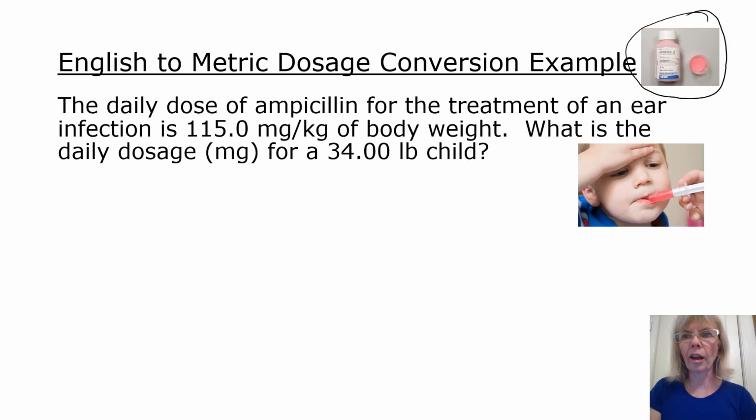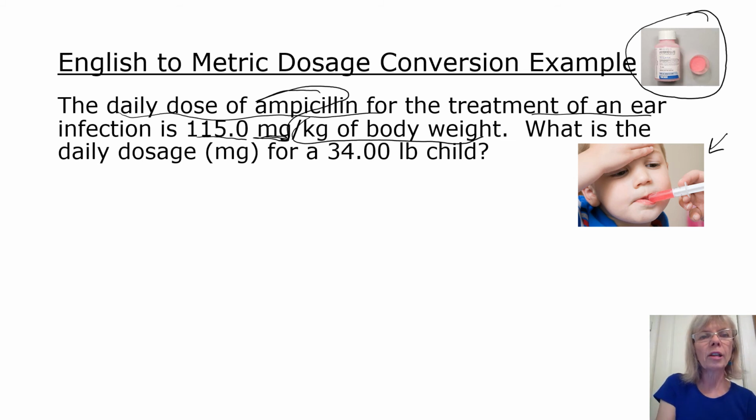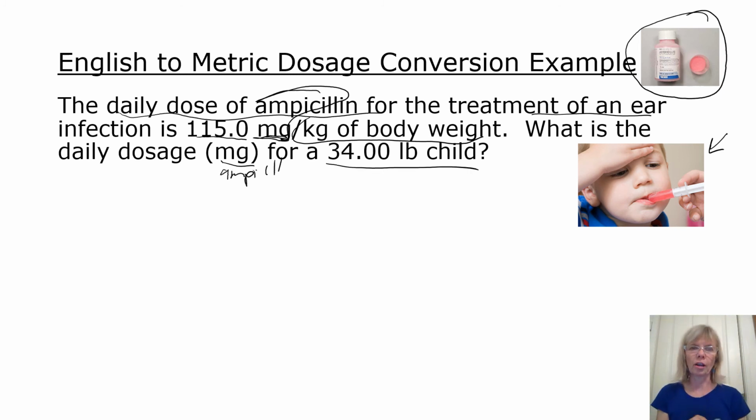Ampicillin is an antibiotic that's commonly used to treat ear infections in children. And whenever you're giving a child medication, it's always important to know how much they weigh so you give them the appropriate amount of medication. In this example, we're saying the daily dose of ampicillin for treating the ear infection is 115 milligrams of ampicillin per kilogram of body weight. What is the dosage in milligrams of ampicillin for a 34-pound child?